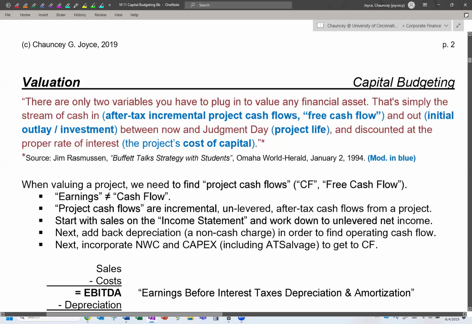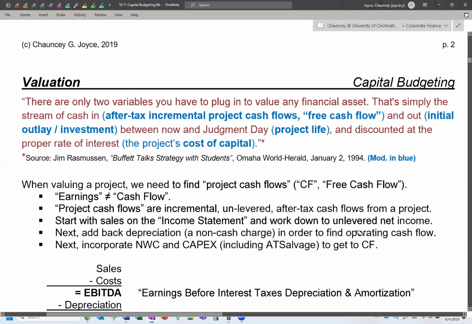So when you're valuing a project, you need to find the project cash flows. I'll just denote those as CF or project free cash flow. Earnings are not the same thing as cash flow. You can't just take bottom line profit and assume that that's all cash flow. There's a lot of impacts there that make those two not the same. So project cash flows are incremental. That means they're new. They come about because a decision was made. They're unlevered, so we're not caring about where we finance these from, whether it came from debt or equity. And they're after-tax cash flows from a project.